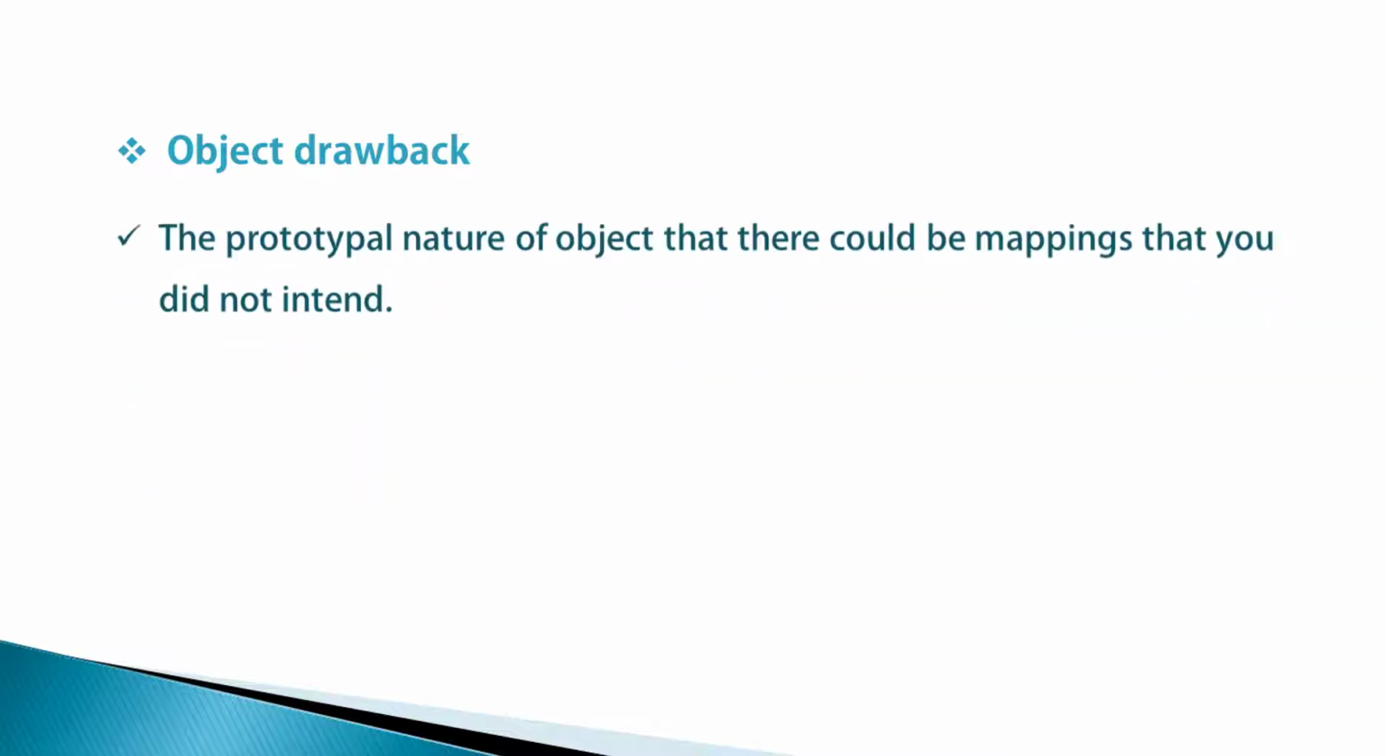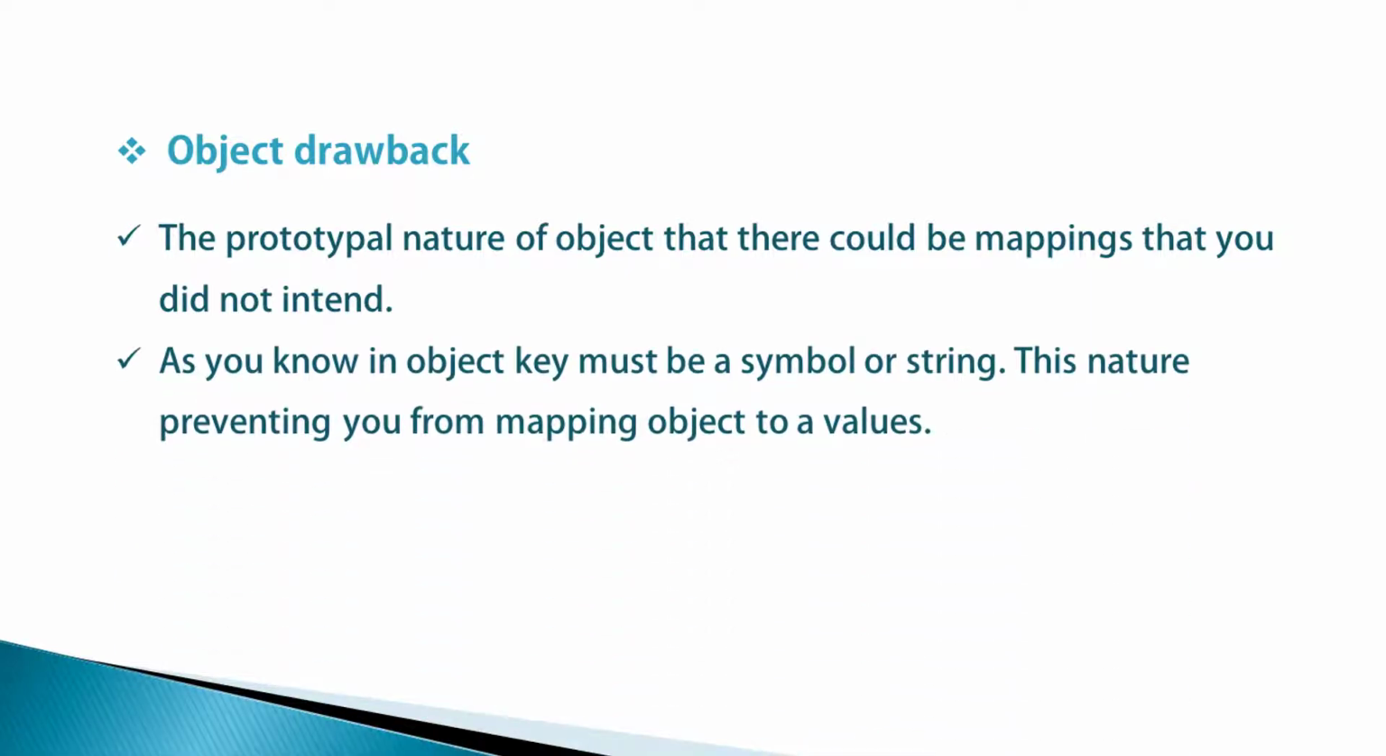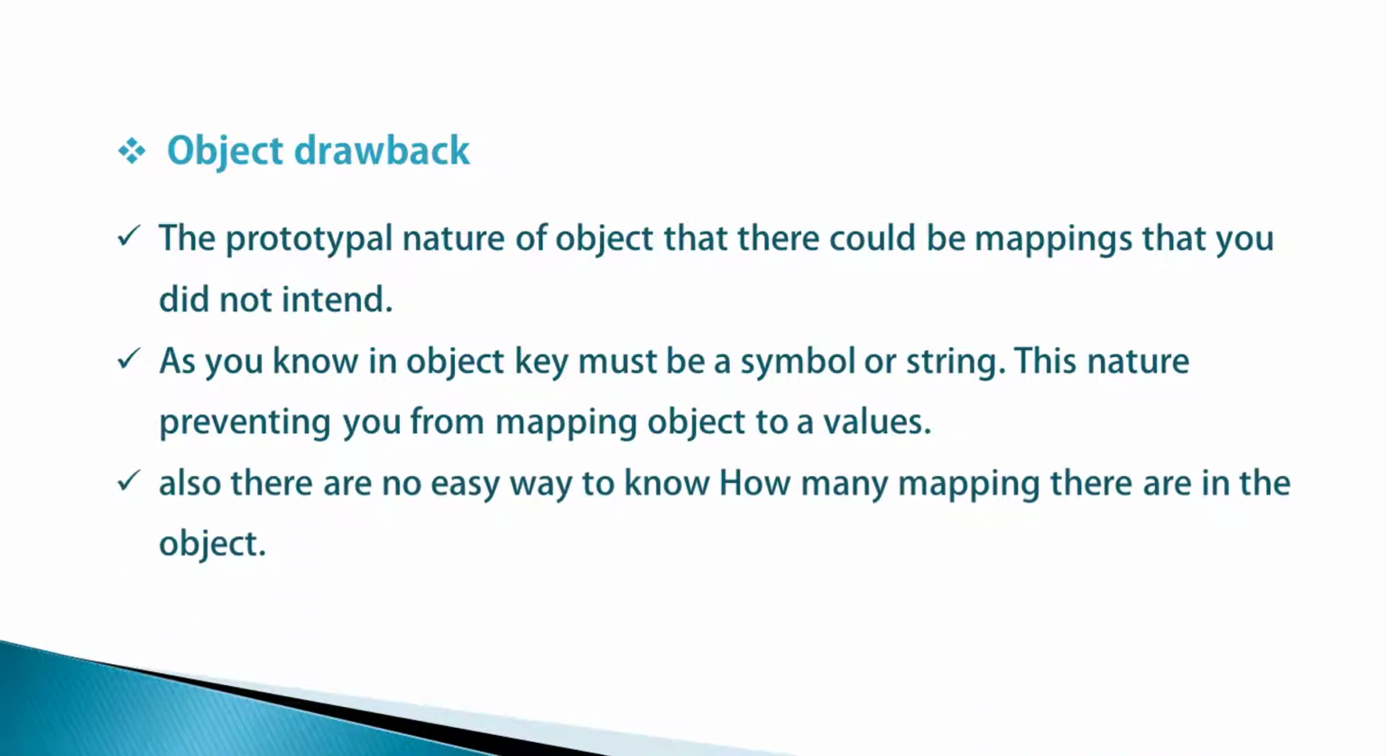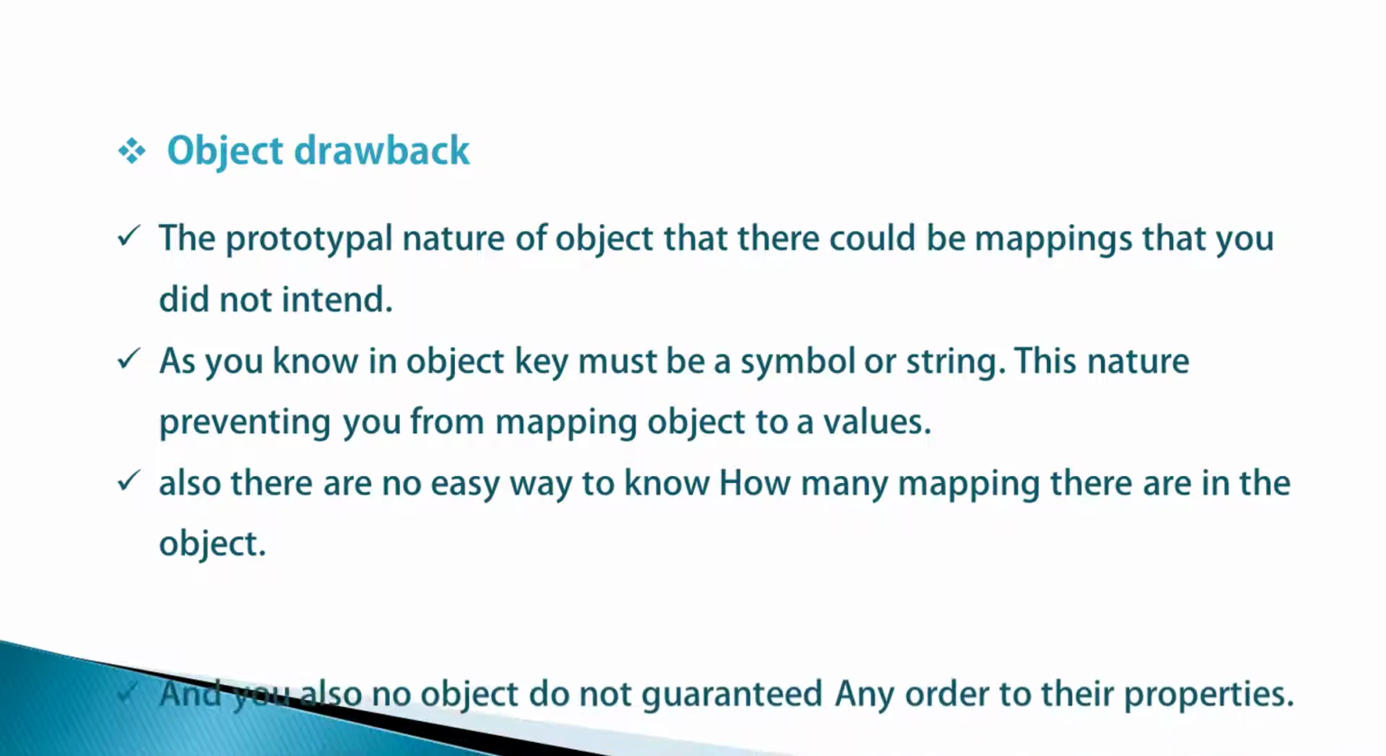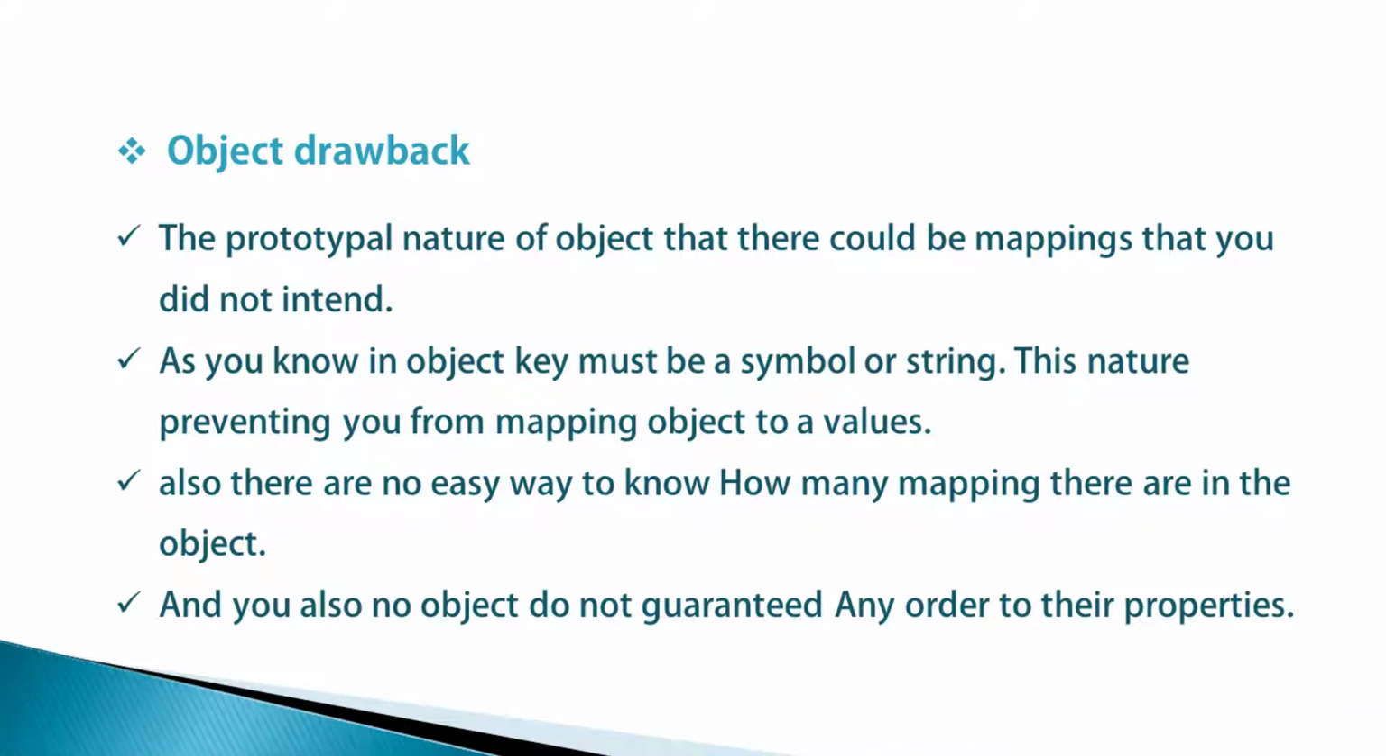The prototypal nature of objects means there could be mappings that you didn't intend. As you know, in an object, a key must be a symbol or string. This nature prevents you from mapping an object to a value. Also, there is no easy way to know how many mappings there are in the object. And you also know, objects do not guarantee any order to their properties. So, the Map object addresses this scarcity.